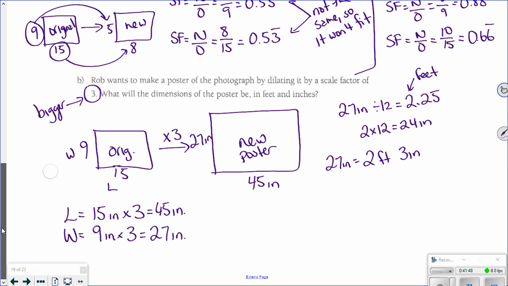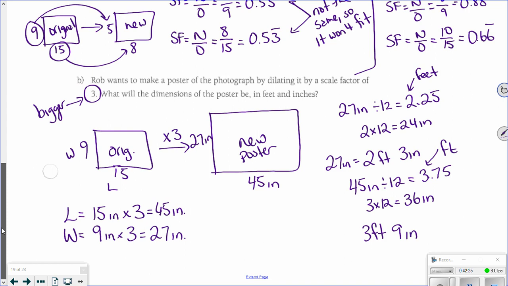I do the same thing for my 45. 45 inches divided by 12 is going to be 3.75. This is telling me my number of feet. My whole number is my number of feet. So 3 times 12 inches in a foot is 36 inches I've used up. I had 45, so I've got 3 feet. 45 minus 36 is going to be 9 inches left over. So 45 inches is 3 feet, 9 inches.